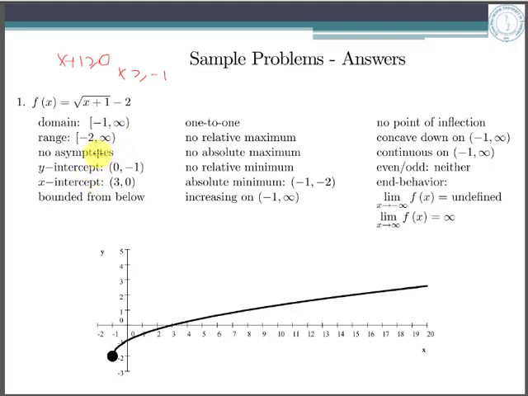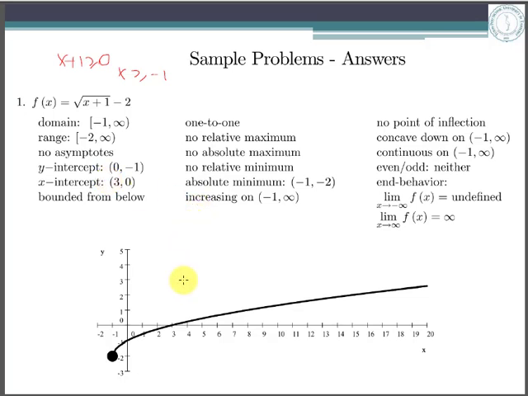And here we don't have any asymptotes, because the horizontal asymptotes we don't get. If we find the limit as x tends to infinity, this is infinity, for example, and this is not a rational function, so we don't have any asymptotes here.